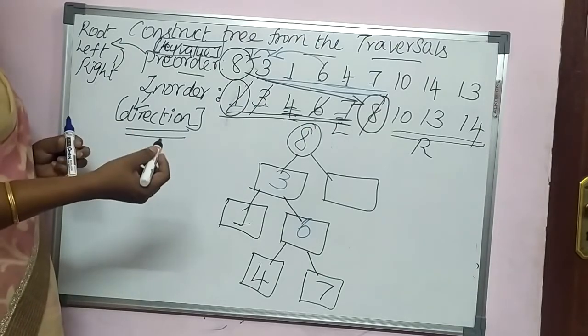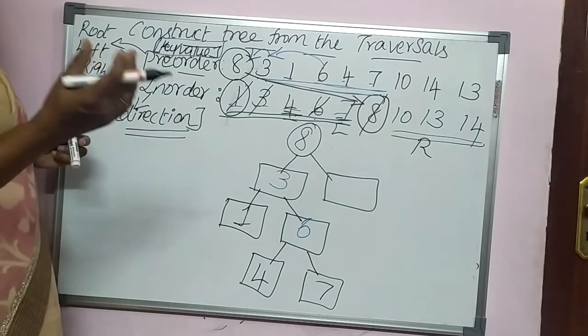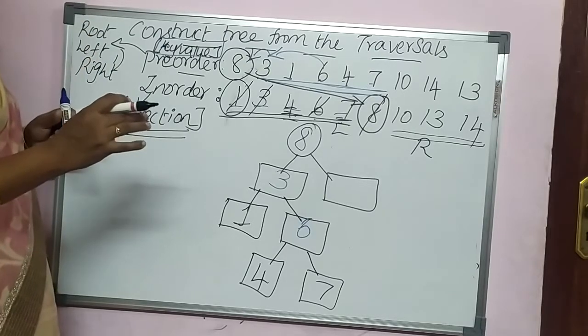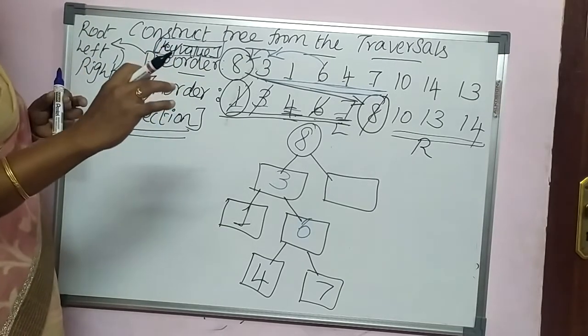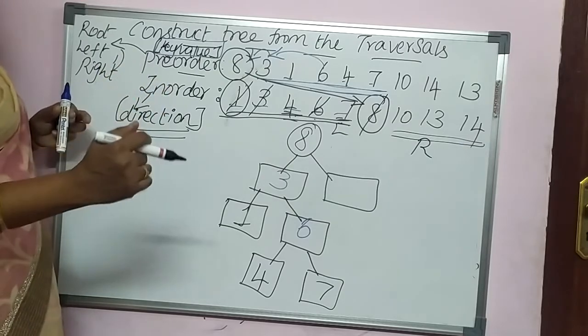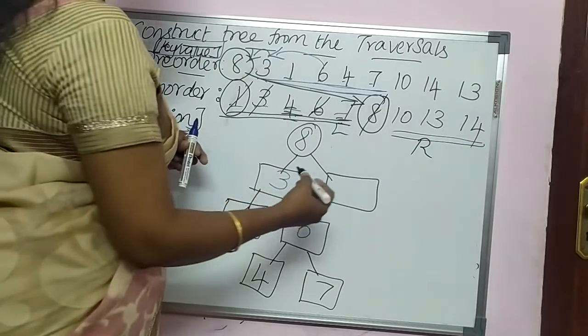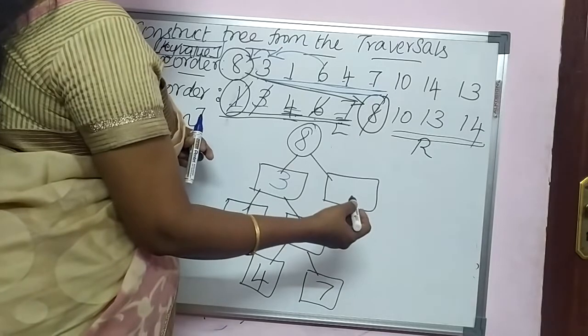And if only one order is given, you just take note that you are going to construct only a binary search tree. Write the in-order, arrange the values in ascending order, write it down and then start constructing the tree. And the same procedure we have to follow for the right side.